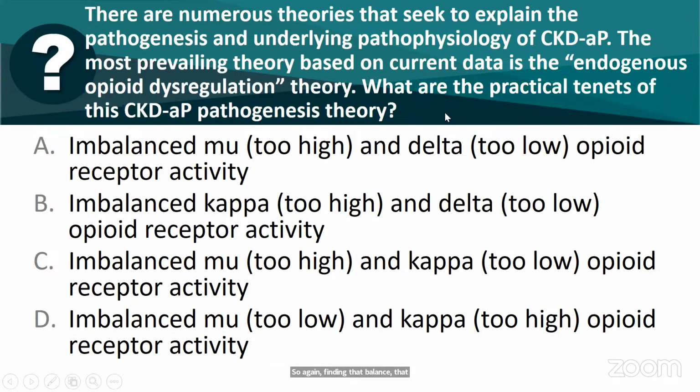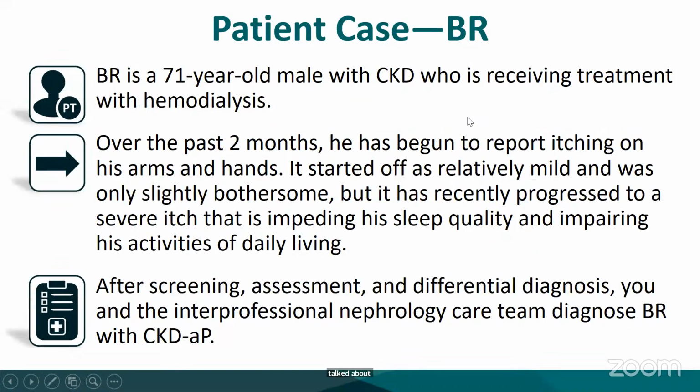So going on to the next question. BR is a 71-year-old male with CKD who's receiving treatment with hemodialysis. Over the past 2 months, he has begun to report itching on his arms and his hands. It started off as relatively mild and was only slightly bothersome, but it has recently progressed to a severe itch that is impeding his sleep quality and impairing his activities of daily living. After screening assessment and differential diagnosis, you and your interdisciplinary team diagnosed BR with CKD-aP.